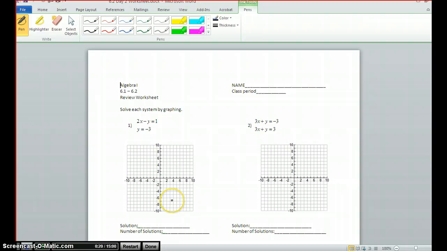To do that, when you solve a system by graphing, you have to first set them into slope-intercept form, graph both of them, and find where they intersect, and then answer your question based on that. First, this one's y equals -3. That's a horizontal line at y is -3. So that's that graph.